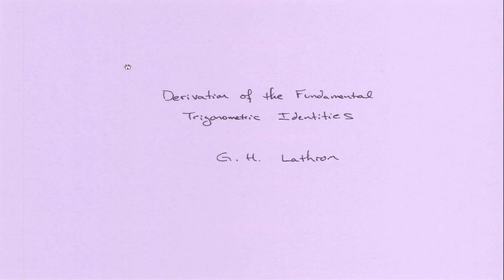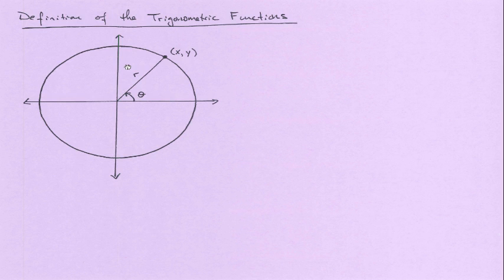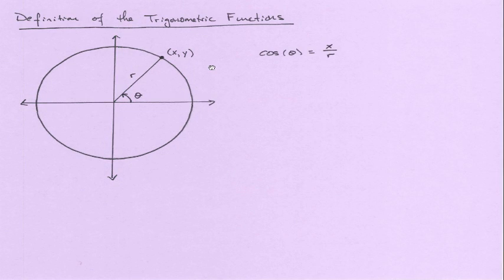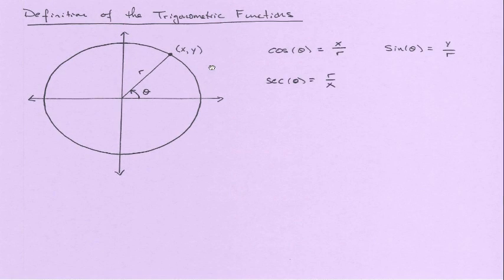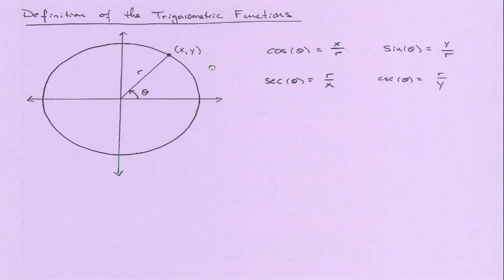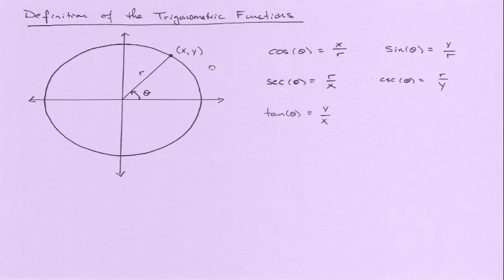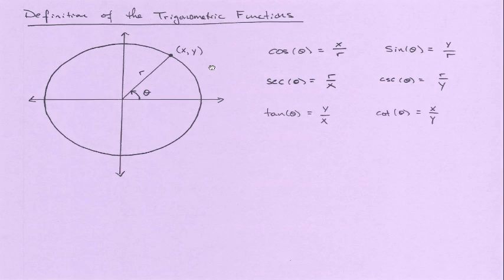And so now let's go through the derivation of the fundamental trig identities. We start by recalling the definition of our trigonometric functions. If we have a circle centered at the origin of radius r, we can pick a point in the xy plane, and we define the cosine of the angle theta as being x over r, sine of theta being y over r, secant of theta being r over x, cosecant of theta r over y, tangent of theta y over x, and cotangent of theta x over y.